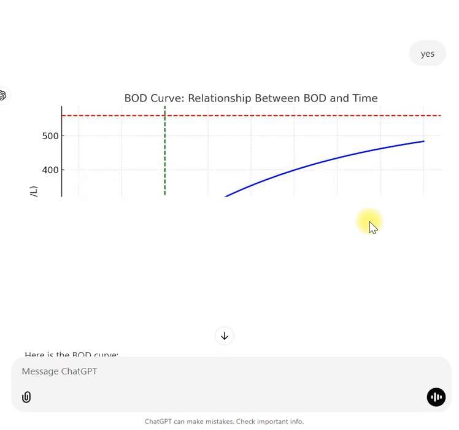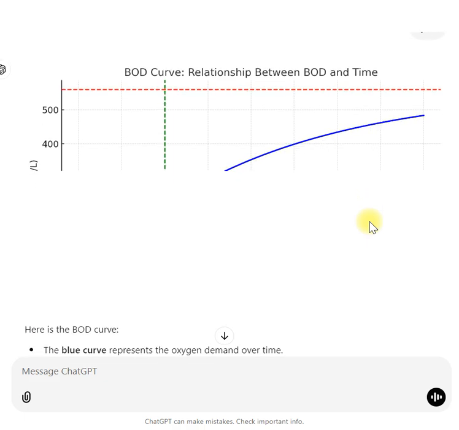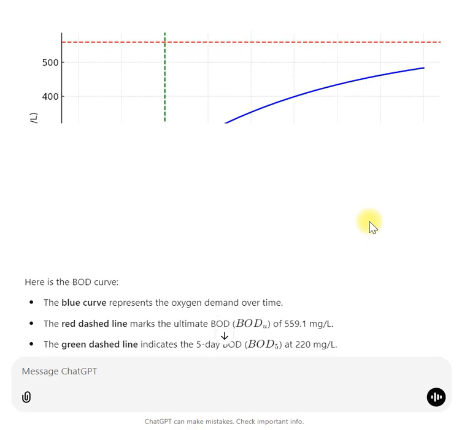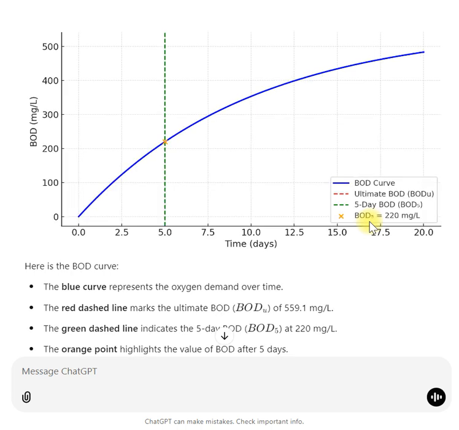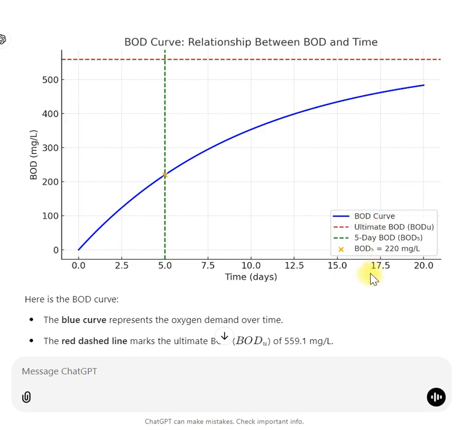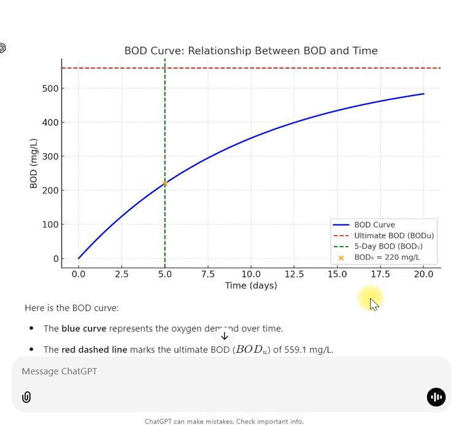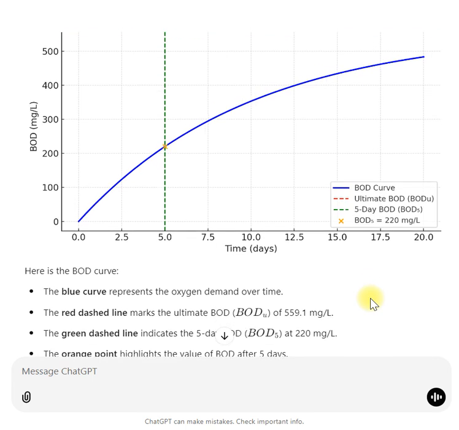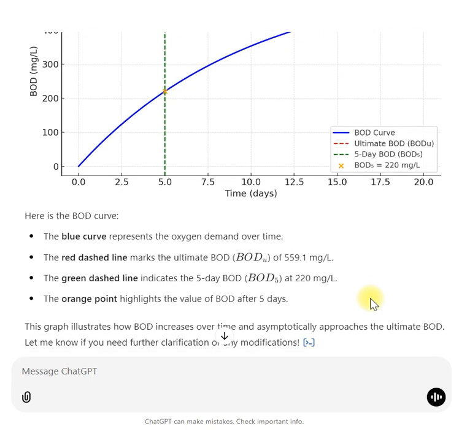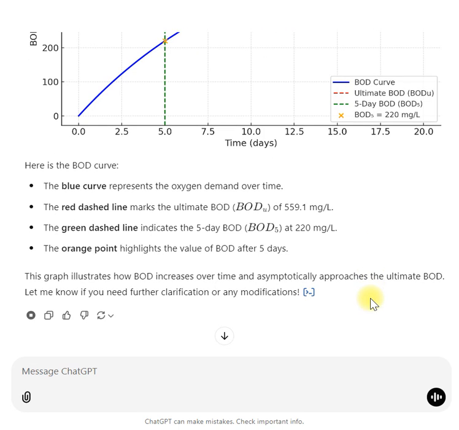Here is the BOD curve. The blue curve represents the oxygen demand over time. The red dashed line marks the ultimate BODu of 559.1 milligrams per liter. The green dashed line indicates the 5-day BOD, BOD5, at 220 milligrams per liter. The orange point highlights the value of BOD after 5 days. This graph illustrates how BOD increases over time and asymptotically approaches the ultimate. Let me know if you need further clarification or any modifications.